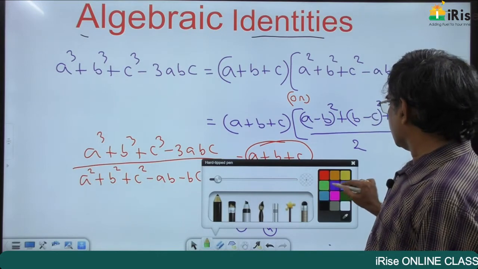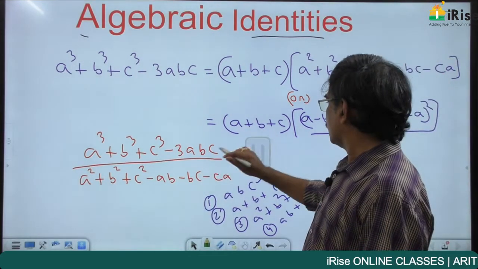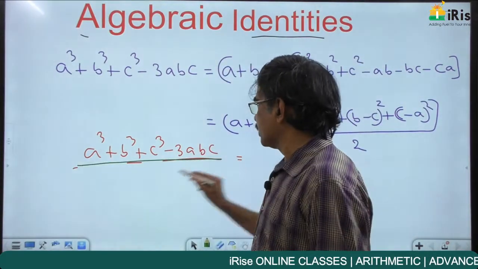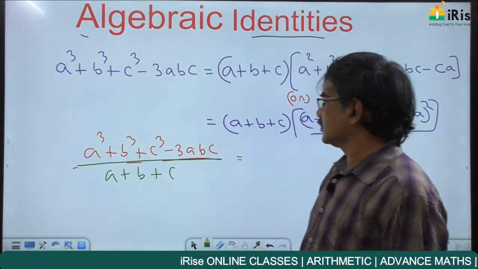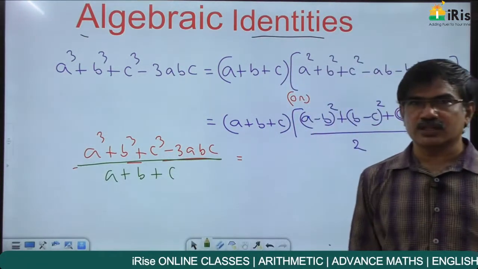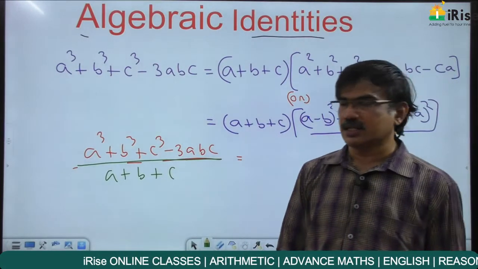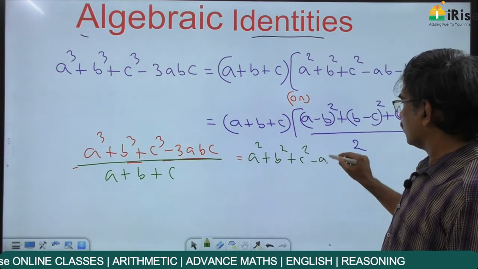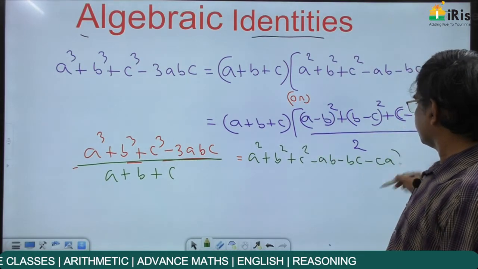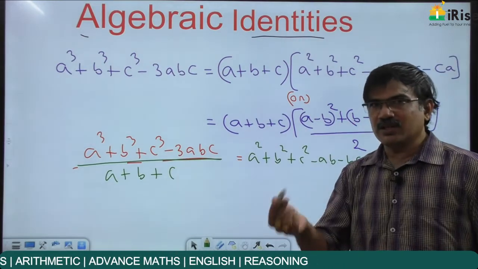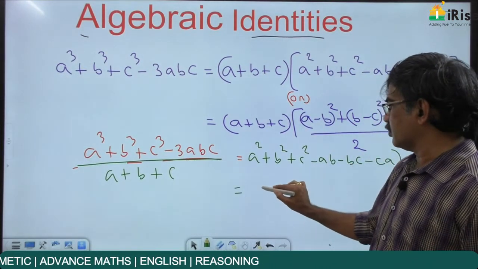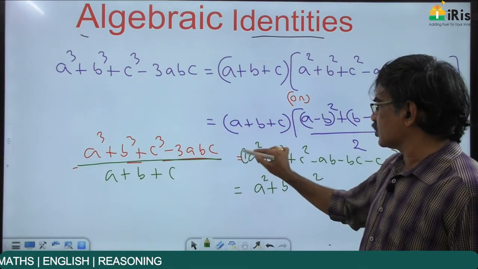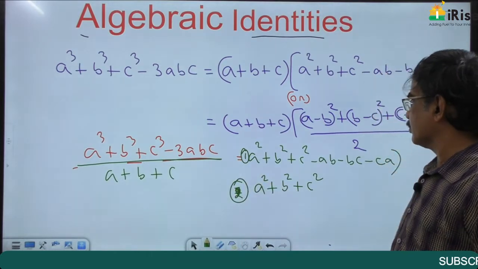Similarly, for example, if this is divided by A plus B plus C, a third degree expression divided by a first degree expression, the answer must be a second degree expression. The answer for this question is A square plus B square plus C square minus AB minus BC minus CA. For example, if two options are there, for example, A square plus B square plus C square is also an option, if this is the first option, if this is the second option.